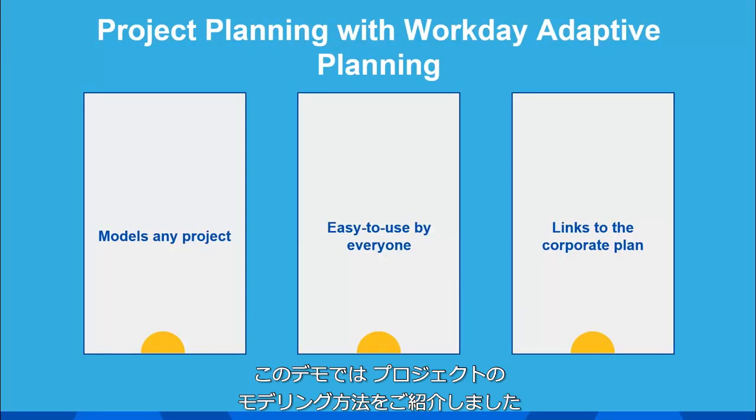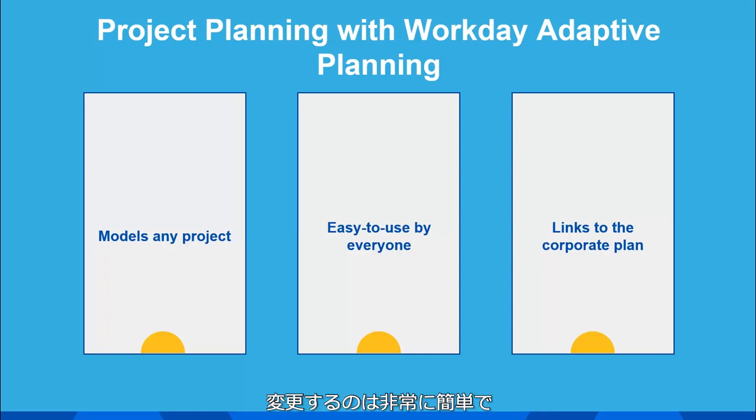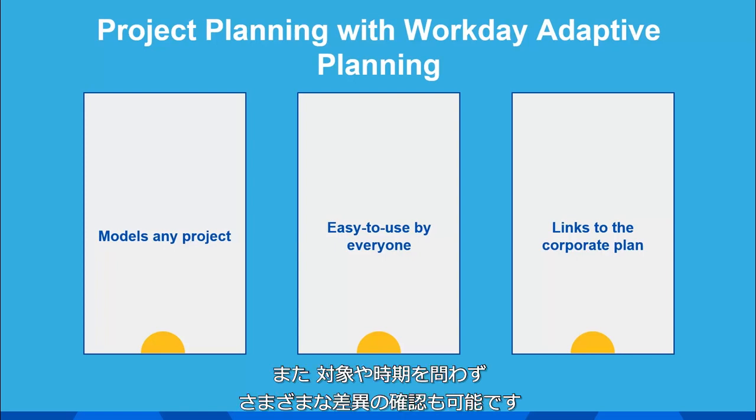So you've seen in this demonstration the ability to model any project. It's available for everyone, and it links to the corporate plan. Changes can be made extremely easily, and any changes that you make, you can model immediately and also see different variances on anything and everything at any time.